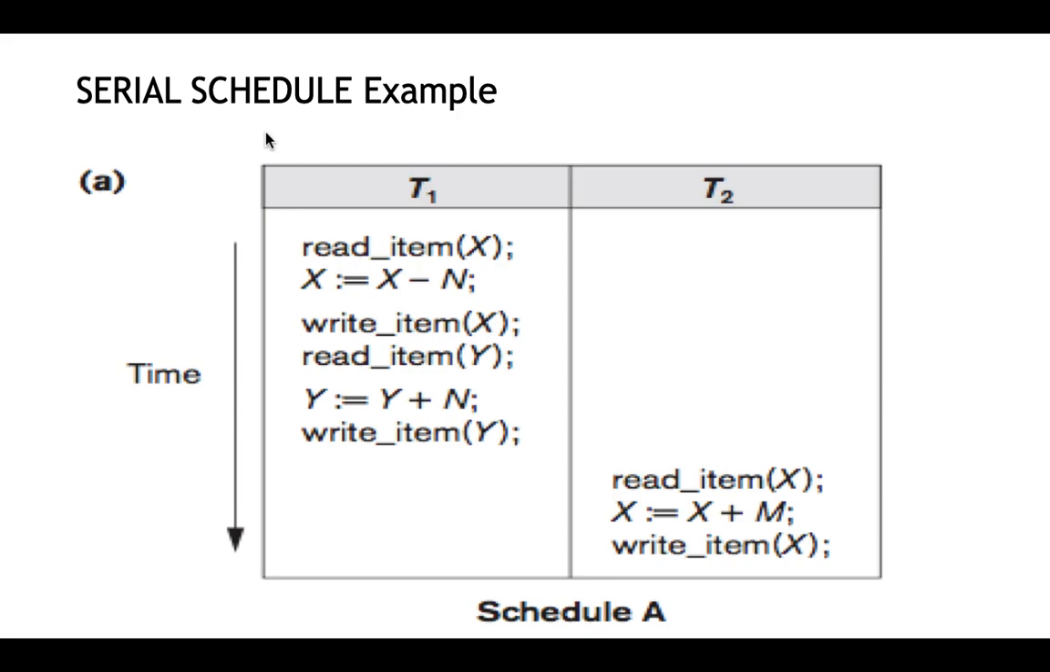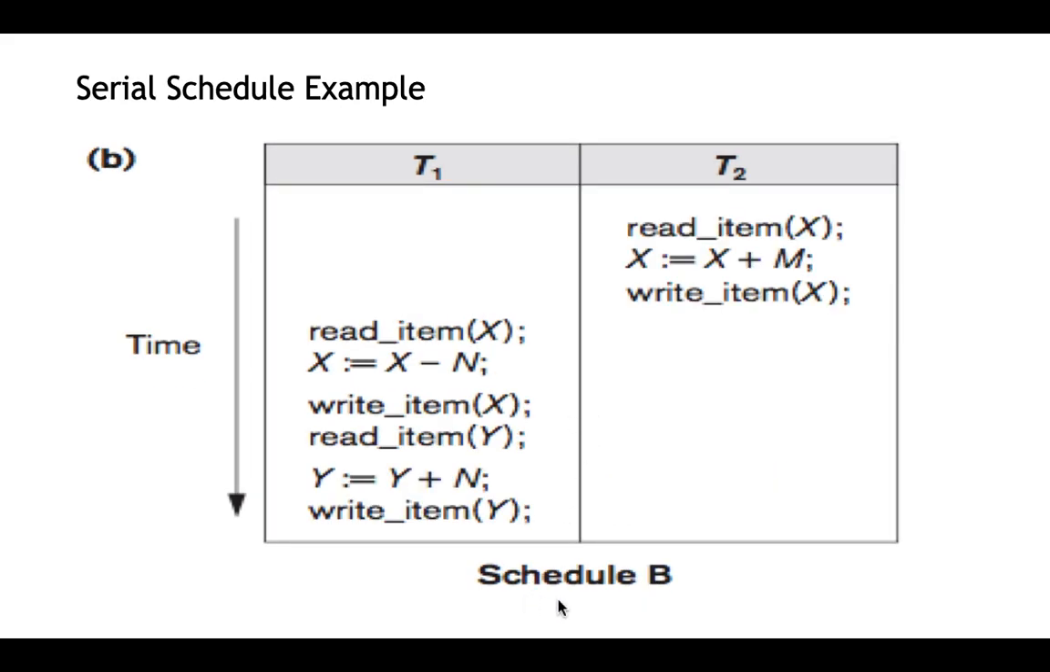Hope you remember what a schedule was. A schedule was the order of operations when there are more than two transactions happening. So if transaction T1 is completed before T2 starts, it is a serial schedule. The schedule A that is shown over here is an example of a serial schedule. This schedule B is also a serial schedule. Here transaction T2 completes itself before transaction T1 begins. So this is also a serial schedule.